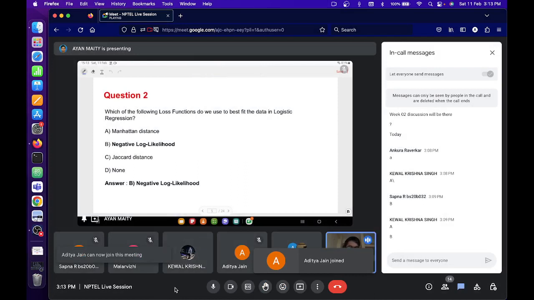In KNN we use Euclidean distance. In Manhattan the square term is not there. Manhattan is the city block distance, where the square is not present. In KNN we use Euclidean, which has x1 minus x2 whole square plus y1 minus y2 whole square. So this square term is present in Euclidean. So Jaccard, I don't know if it is used in any algorithm. You can find it on the internet, but I just put it as an option only. So B is the right answer, negative log likelihood.